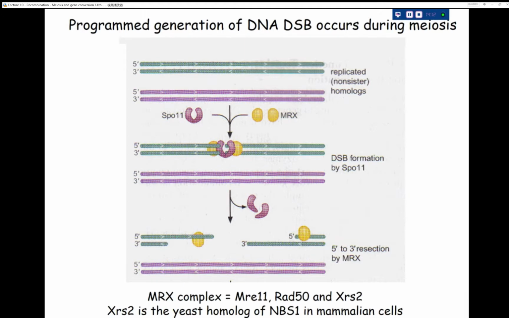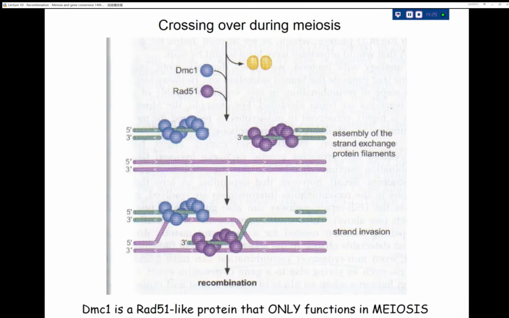You've got the replicated homologs here. You've got introduction of the double-strand break by SPO11, processing of that double-strand break by MRX to create this single-stranded DNA. I've already told you that bit at the bottom there. And then you've got binding of RAD51 and DMC1 onto that single-stranded DNA, and you get invasion of the duplex strand, and that results in a recombination. And in yeast, DMC1 is a RAD51-like protein, but it only functions in meiosis. So DMC1 doesn't function in repair processes mediated by homologous recombination. It only acts in meiosis.